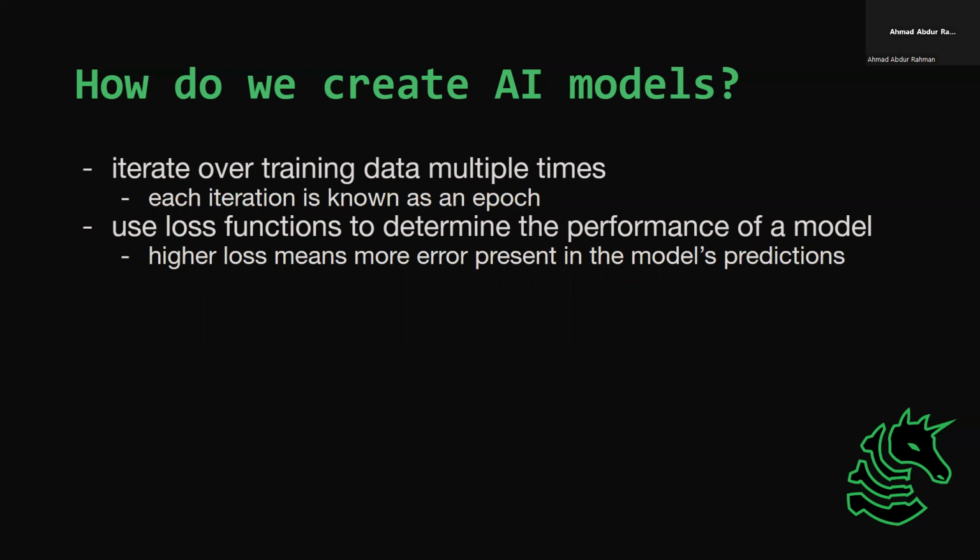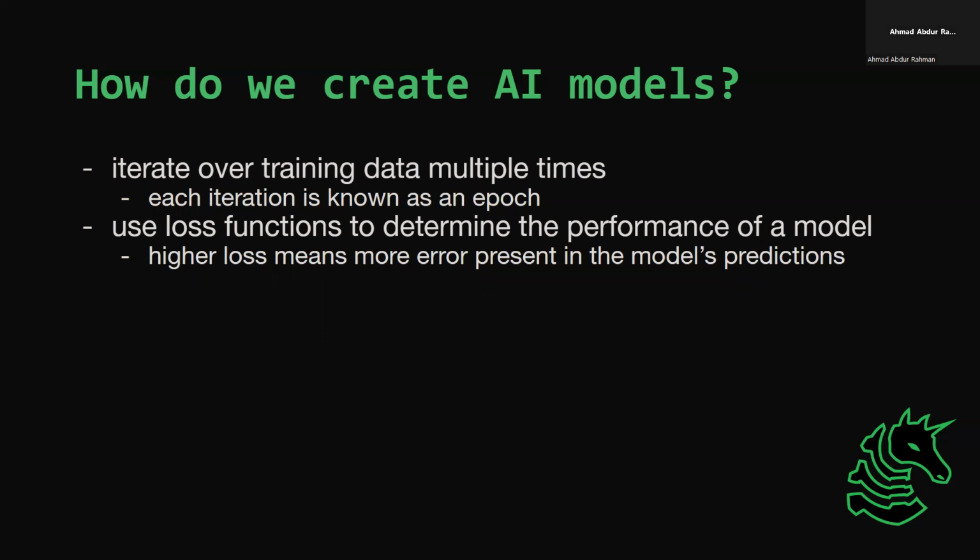And what you do when you train is you iterate over this training data set multiple times, however many, and each time is known as an epoch. And you can have 20 epochs, 50 epochs, a million epochs, whatever. It just depends on how long you want to wait for a model. And at some point, your model will be good enough.